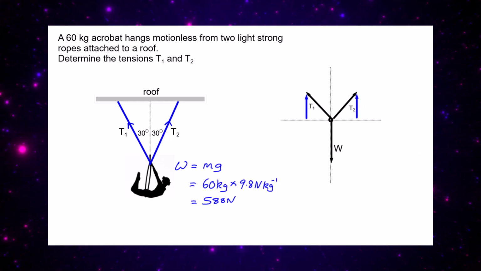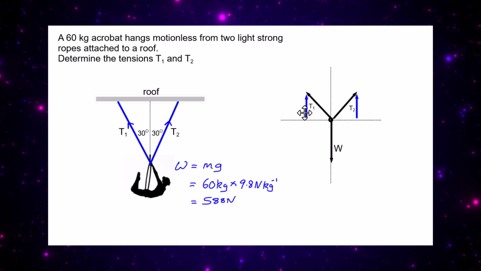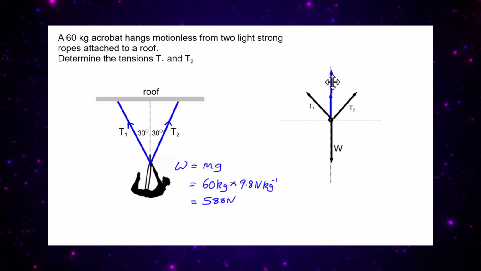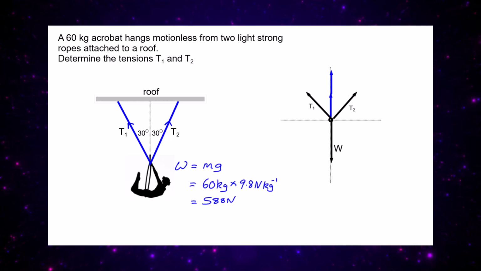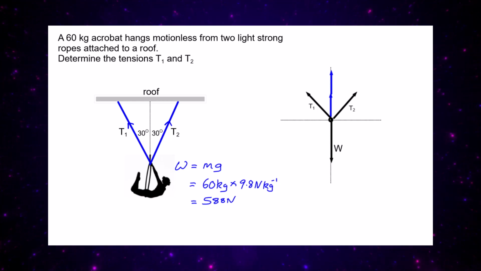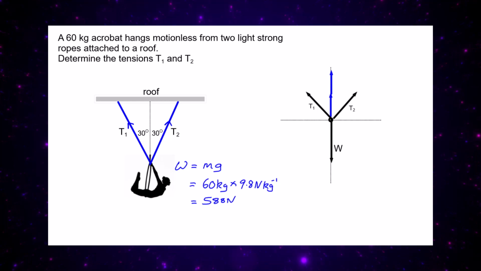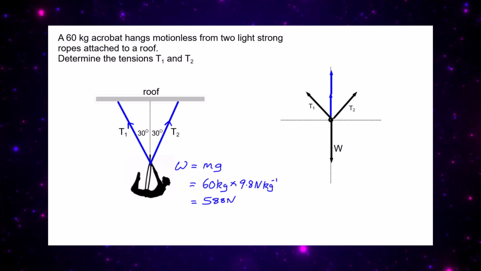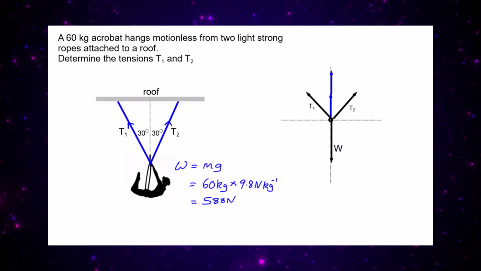And those two vertical forces must add up to give you the weight. So if we place them like that, remember we can move vectors about, you can see that the two vertical components of the tensions must add up to give you the weight. And that simply means that the vertical component of the tension must be equal to half the weight.